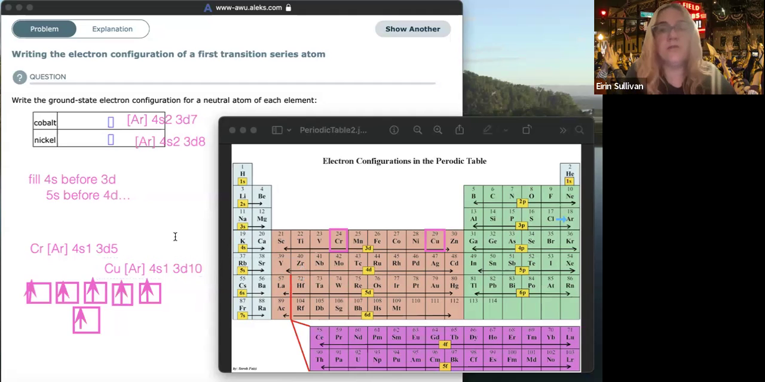So for the first row transition elements, those are the only two that you need to know. So you know them now, right? So you're not going to get caught out if you get asked for chromium or copper. Okay, awesome.